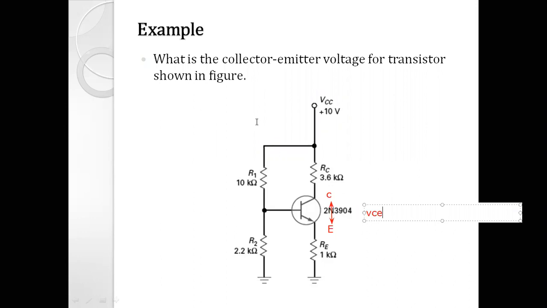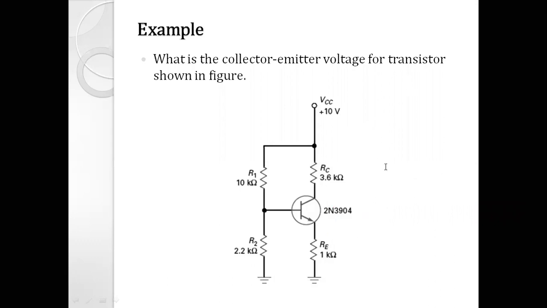And this is the voltage divider biasing circuit, and the transistor is in the common emitter configuration. So these resistors R1 and R2 form a voltage divider network. RC is the collector terminal resistor, and RE is the resistor connected in the emitter terminal, right? So let us solve this example.